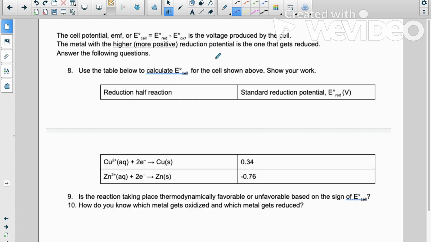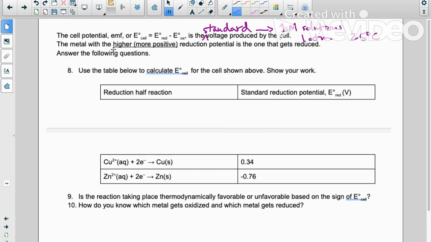All right, so then our E cell, this is our standard voltage produced by the cell. And by standard, I mean there are some conditions that have to be met. We need 1 molar solutions. We need the pressure to be 1 atm. And we need the temperature to be 25 degrees C. So that refers to standard voltages given these conditions.